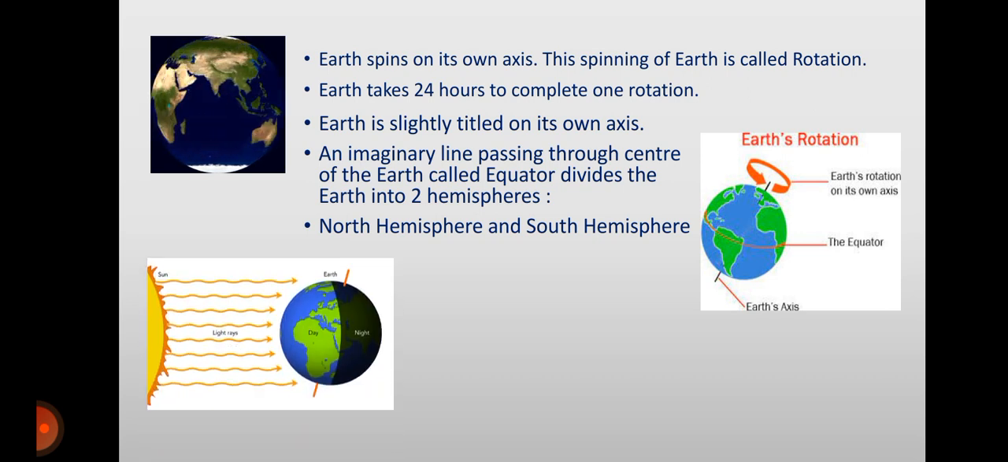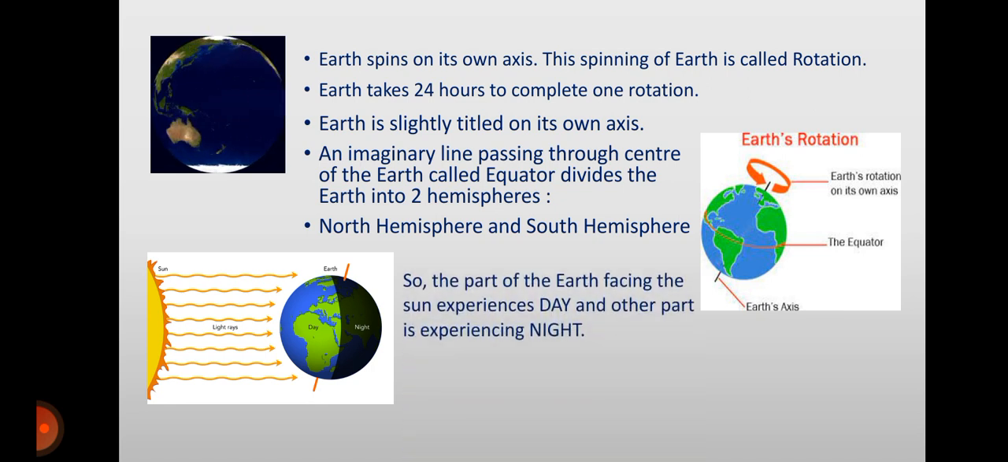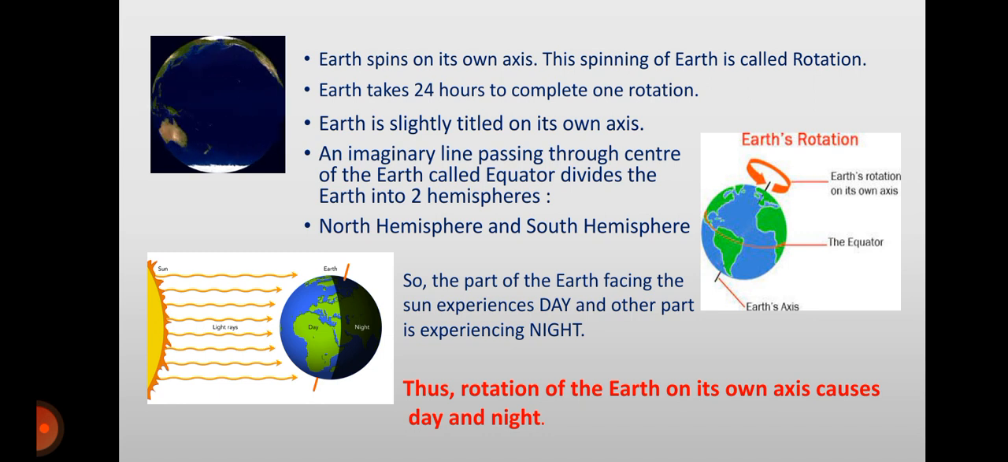Now, when the Earth rotates on its own axis, some part of the Earth is facing towards the Sun. The part of the Earth which is facing towards the Sun experiences day, whereas the remaining part which is away from the Sun experiences night. So we can conclude that rotation of the Earth on its own axis causes the changes in day and night.